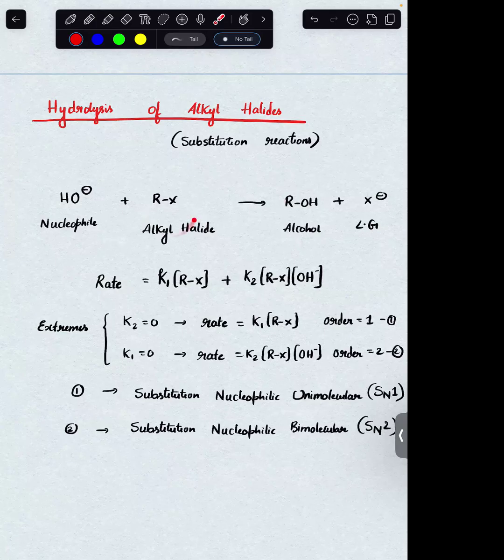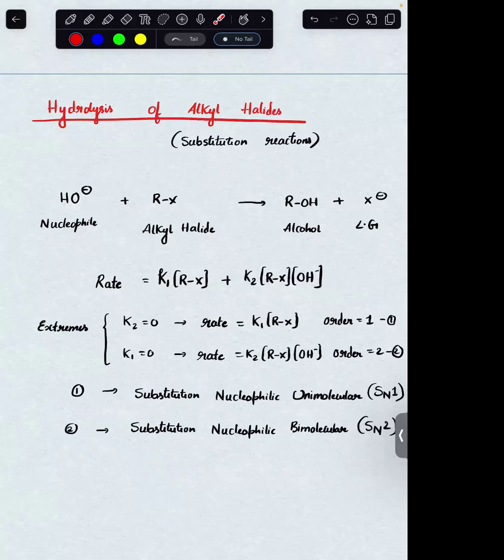Okay, so this is the substrate, this is the reagent. If I make K2 as 0, the rate is a function of only the substrate, or in this case, the order is equal to 1. If I make K1 as 0, rate will be equal to K2 into concentration of Rx into concentration of OH minus, or the rate is a function of both substrate as well as reagent, or the order is 2.